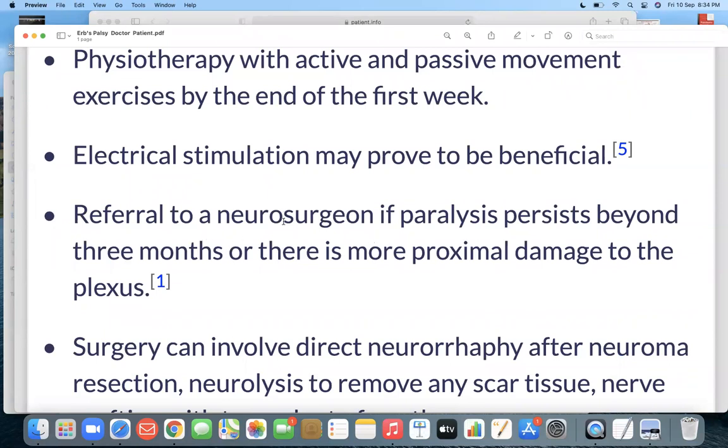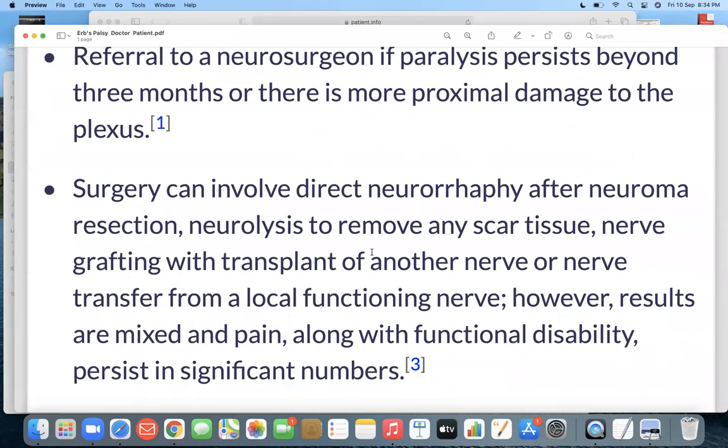Okay, refer to neurosurgeon. This is what I was asking you. Refer to neurosurgeon if paralysis persists beyond 3 months or if there is proximal damage to the plexus. So what are the two indications to refer to neurosurgeon? Persistent palsy for more than 3 months, and also if there is more proximal damage to the plexus.